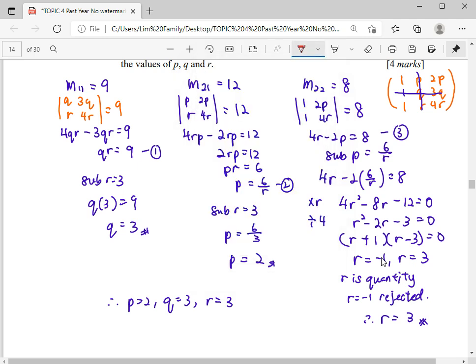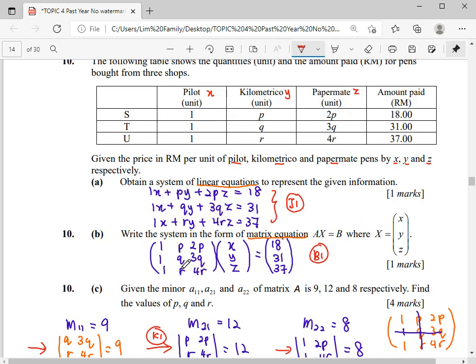Okay, so the first concept is about this part, how we get our minor. That will be our concept. Then when we solve here, it involves quadratic and factorizing to get to the final answer where R is 3. Automatically, P and Q will come up after you get R. Once we get these quantities, our quantities here are fulfilled, so our matrices will be complete.